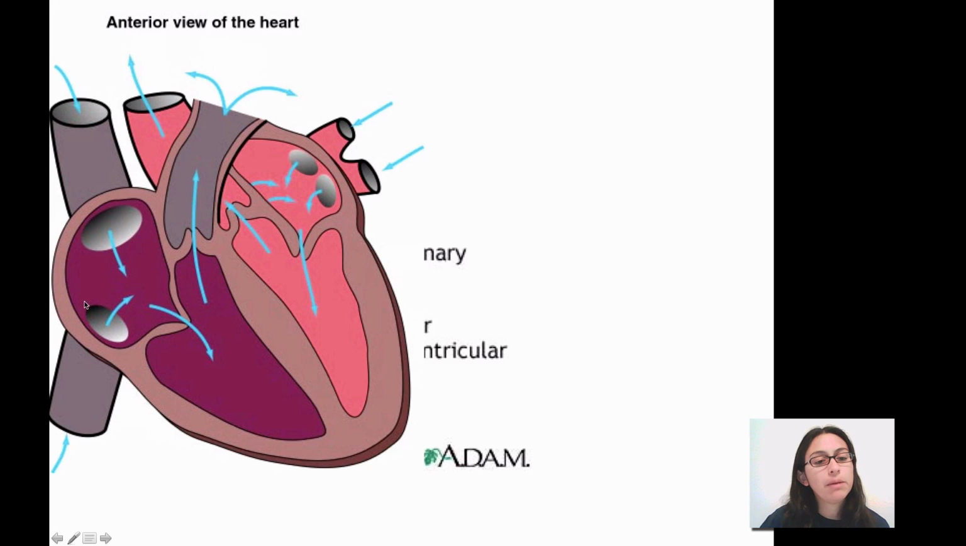Now the 2 on top, these are the atria right here. This is where blood comes into the heart. And the bottom ones down here, these V-shaped ones, the good way to remember these are the ventricles. So the V-shaped ones are the ventricles. Those are the pumps that pump blood out to the body.